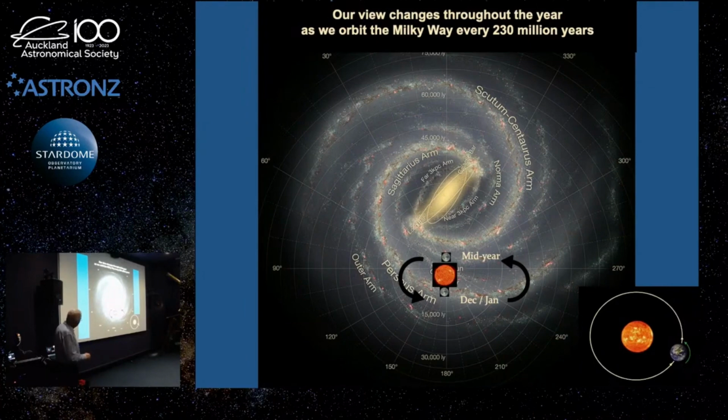And as we go around in our summertime for the southern hemisphere, or let's just call it December, January, we're looking outwards towards the outer part of the galaxy that way. So that's why our view of the night sky and our view of the galaxy changes throughout the year as we rotate around.